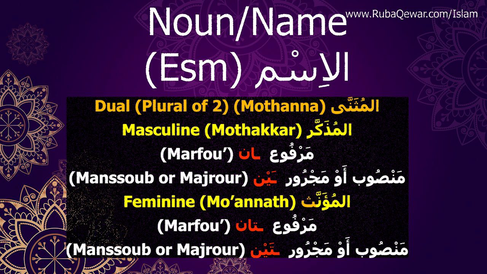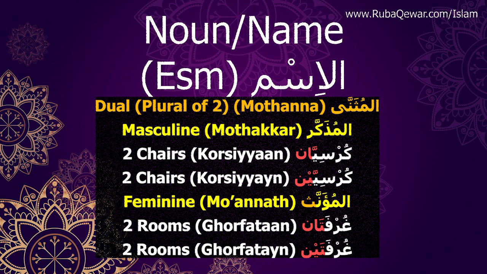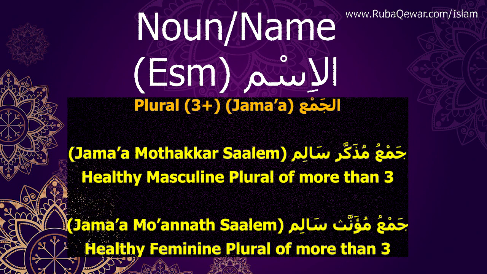Fatha, ya noon. ولدان ولدين. بنتان بنتين. كرسيان كرسيين. صحيح. So ya with the ya. كرسيين. غرفتان غرفتين. Let's say صلاتان صلاتين. اسمان اسمين. In plural is different.